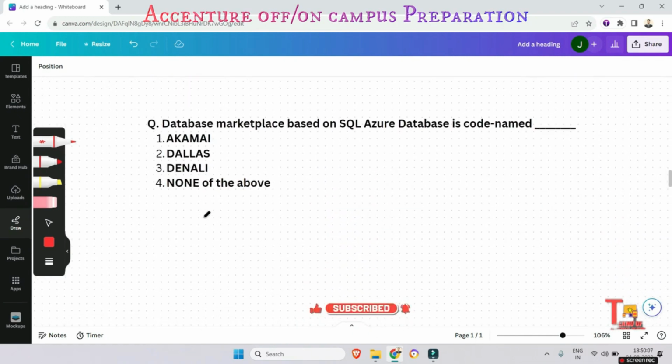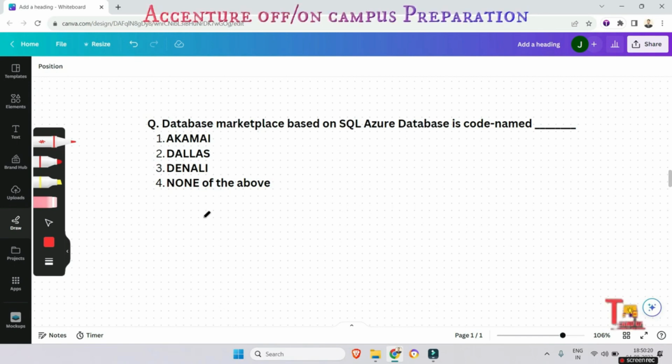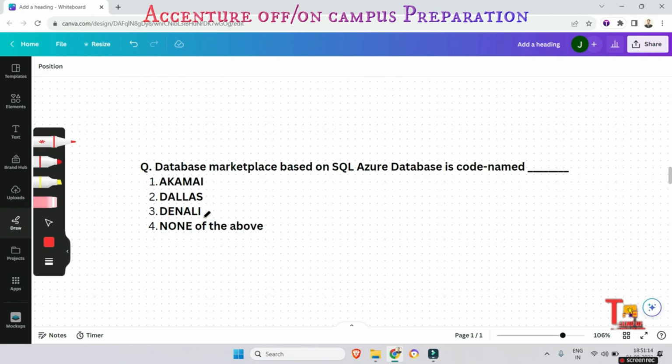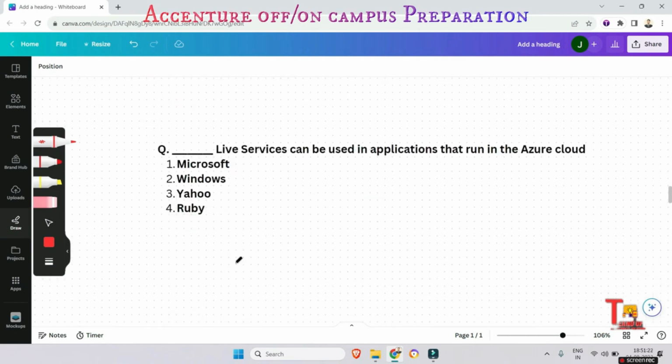Next question is, the database marketplace based on SQL Azure database is code named Akamai, Dallas, Denali, or none of the above. Think about it if possible. Okay, I am answering the question. So the answer is Dallas, right? Okay, let's go to the next question.